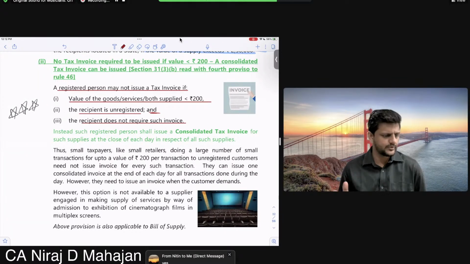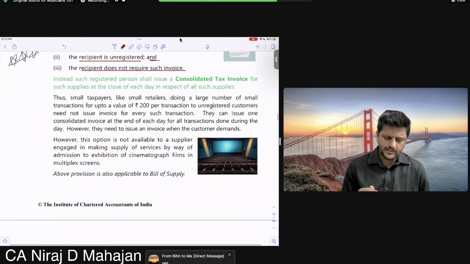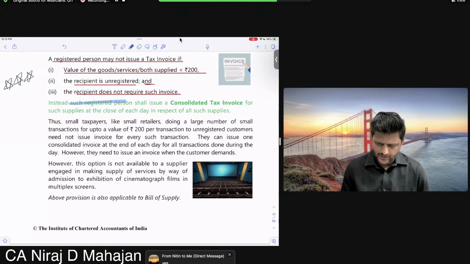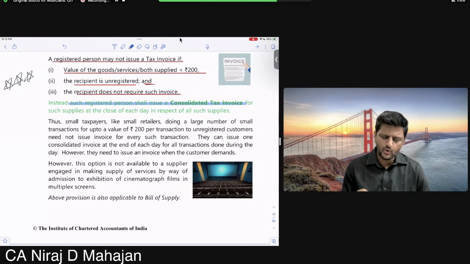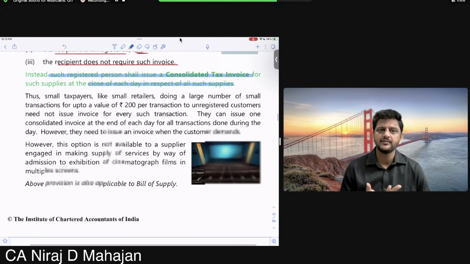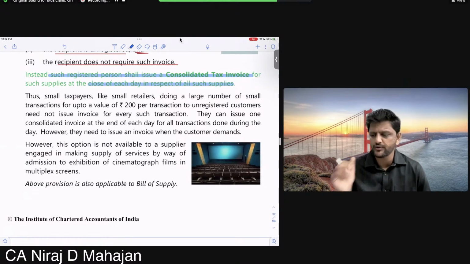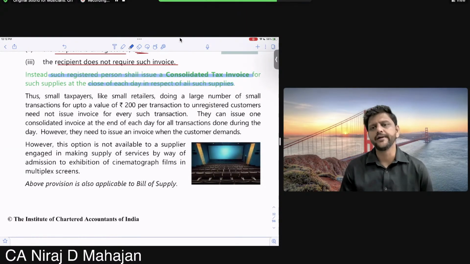Okay, let's go back to this tax invoice. Instead, such registered person shall issue a consolidated tax invoice for such supplies at the close of each day in respect of all such supplies. He can't do it, it's impossible. Try to imagine his GST returns. He will die for a small transaction if we have to fill in the details. Understood?